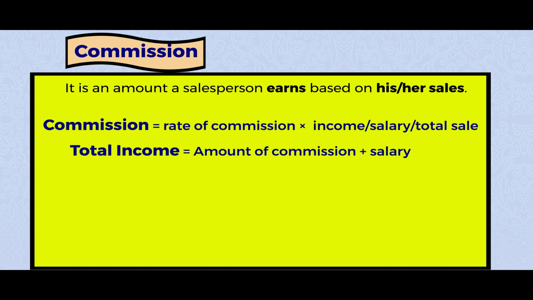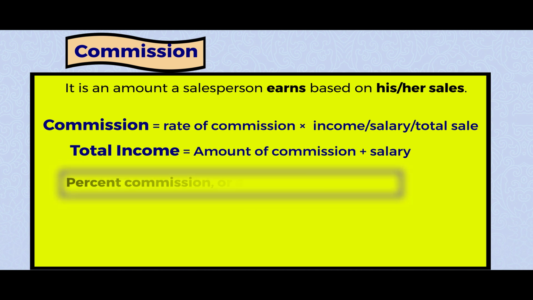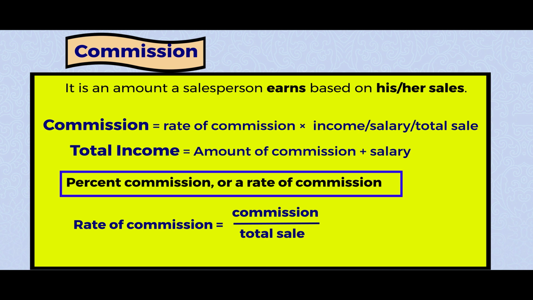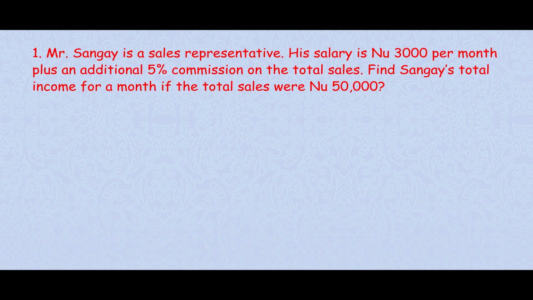In a similar way, percent commission or rate of commission is determined by commission over the total sale or the total income times 100%. So remember these two formulas. Remembering these two formulas, let's solve one question.